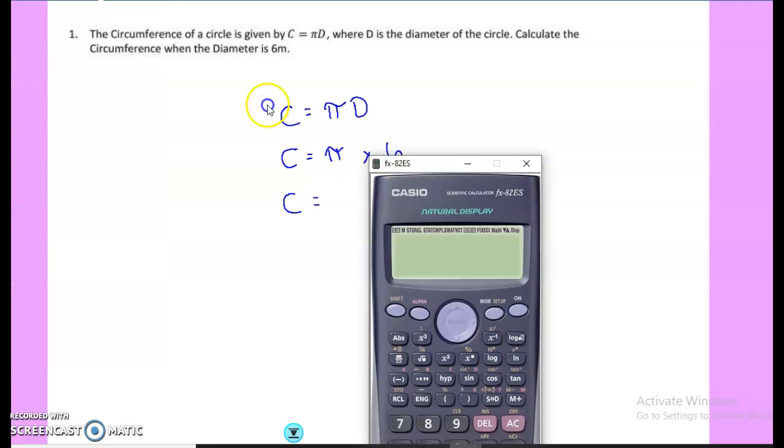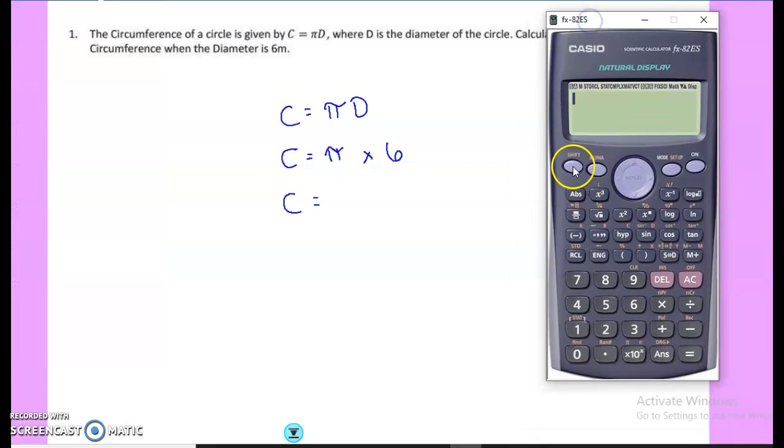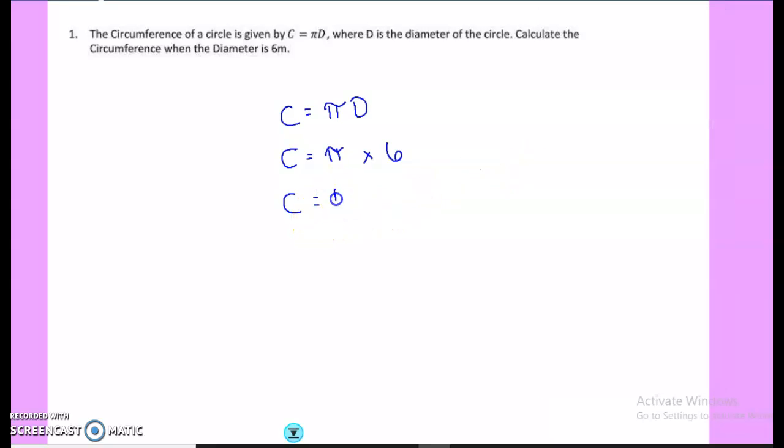Where's the calculator always go to? Can't see it. Okay, so I'm going to use the pi button, so I'm going to do pi times 6. It equals, I need to press the SD button, that comes out as 18.85 to 2 decimal places. And that would be in metres. Apologies again for the dog barking.